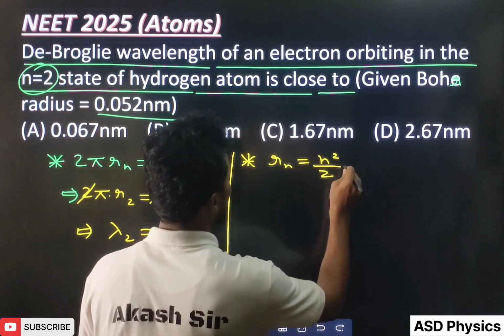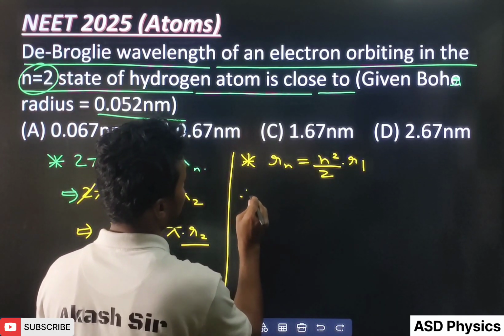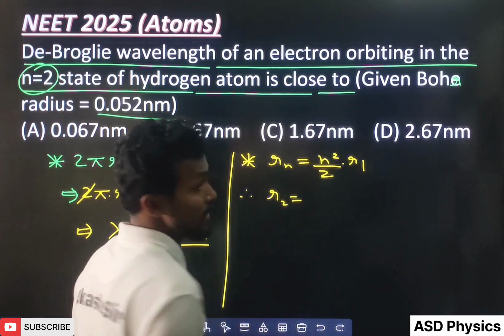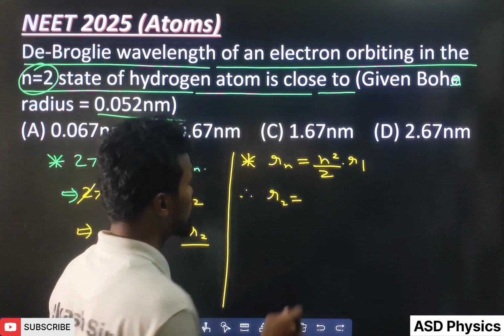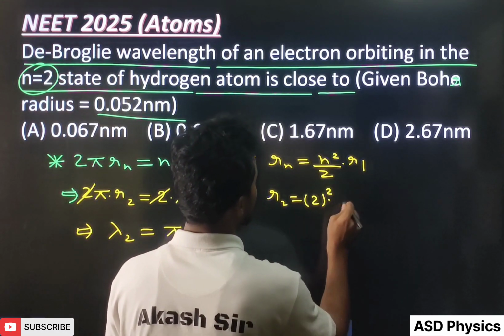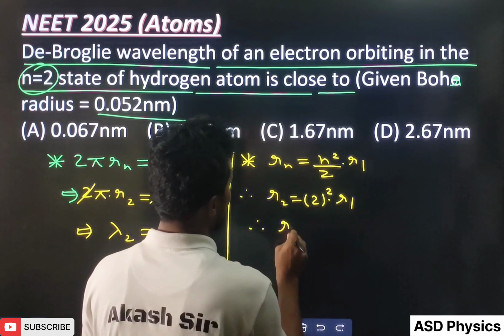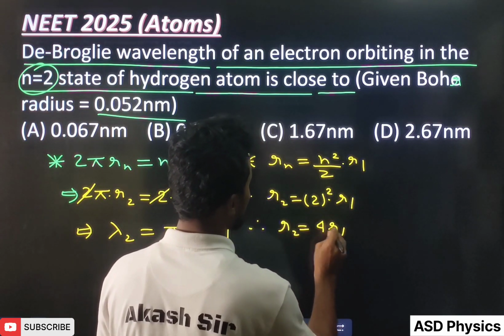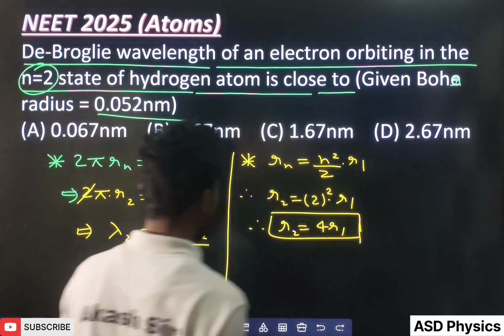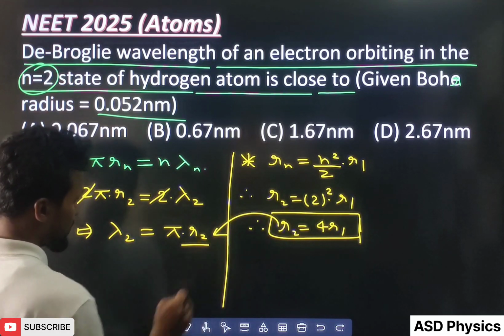After that, one more thing here. You know the formula Rn equal to n square by Z into R1. But for which orbit do we have to use it? Second orbit. Nothing else is given, that means hydrogen, Z equal to 1. So we can write 2 square into R1, or we can write R2 as 4R1. R2 is how much here? 4R1.